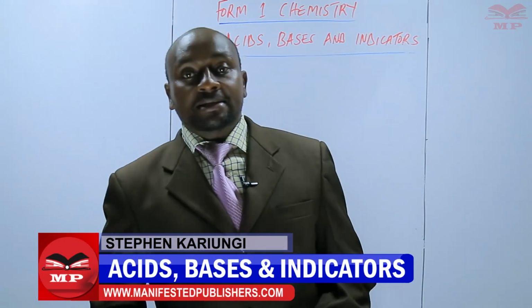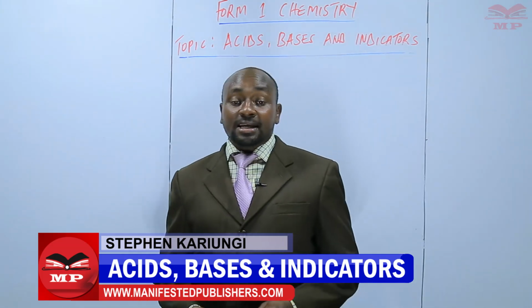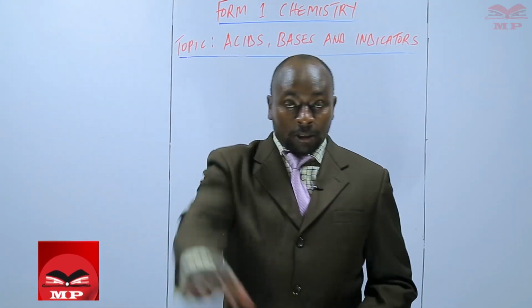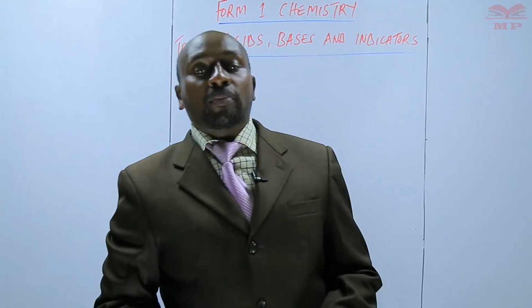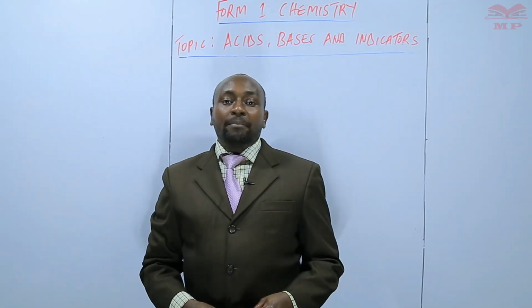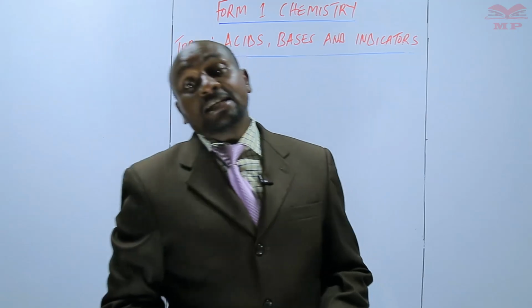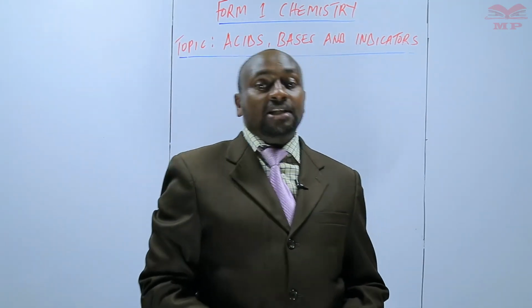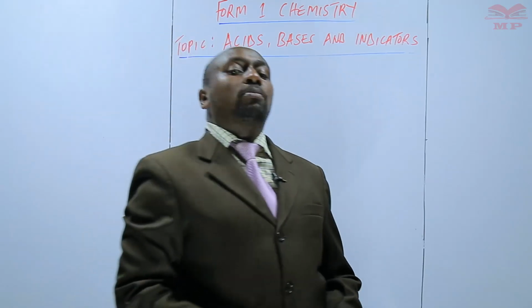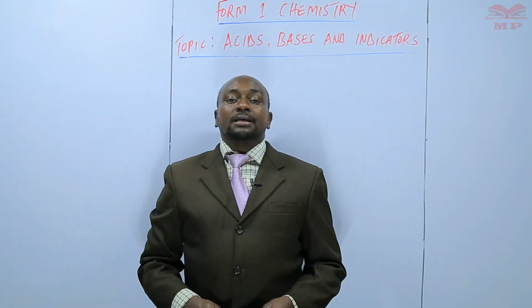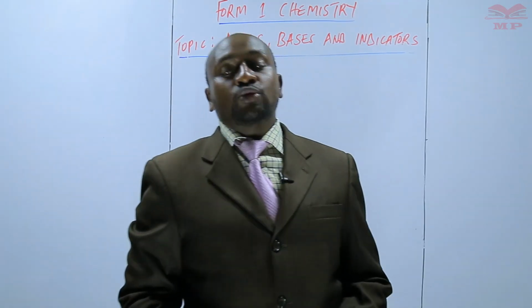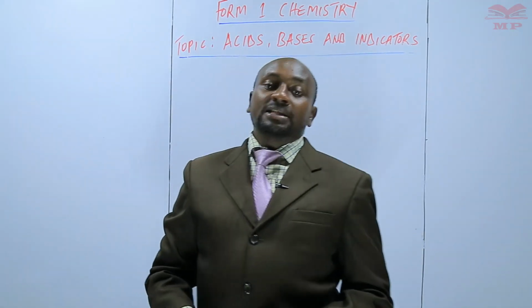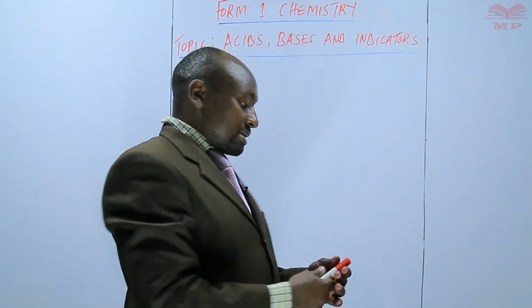The topic is acids, bases and indicators, a topic taught in Form 1 chemistry. We have already discussed the properties of acids, whereby we learned how acids react with metals, how acids react with metal carbonates and hydrogen carbonates, and how acids react with bases. For now, we are going to summarize the properties of acids and bases.